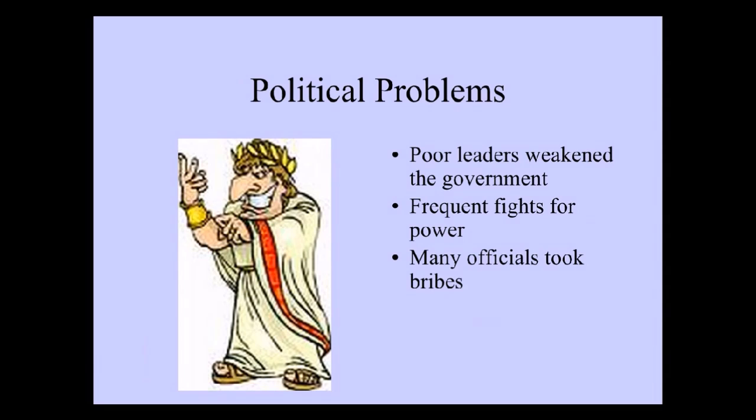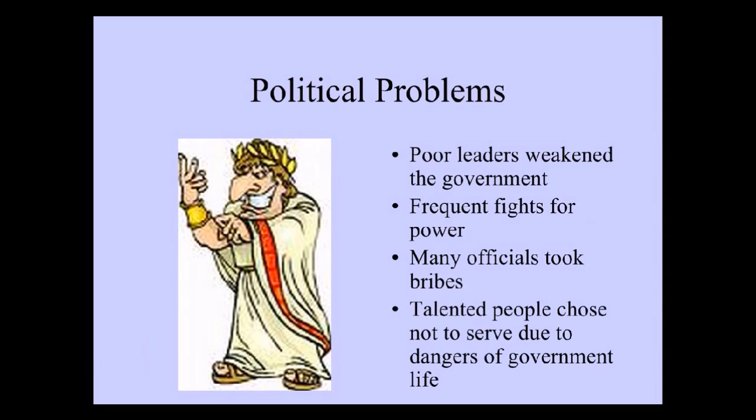Officials become corrupt. Corrupt meaning that they take bribes, that they are willing to take money in exchange for giving people positions of power, just doing favors for people. And because there's so much turmoil, because there's so much uncertainty and instability, good, talented, smart, hardworking people are not going to want to be in government.